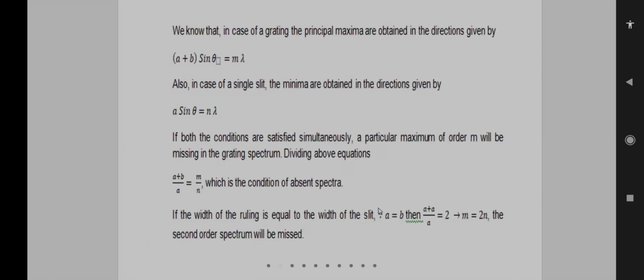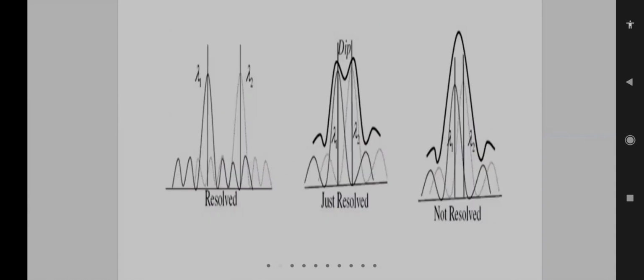So if both are equal, a is equal to b, then (a plus a) by a is equal to 2. Therefore, from this equation, m is equal to 2n. 2a by a cancels to 2. The second order spectrum will be missed.